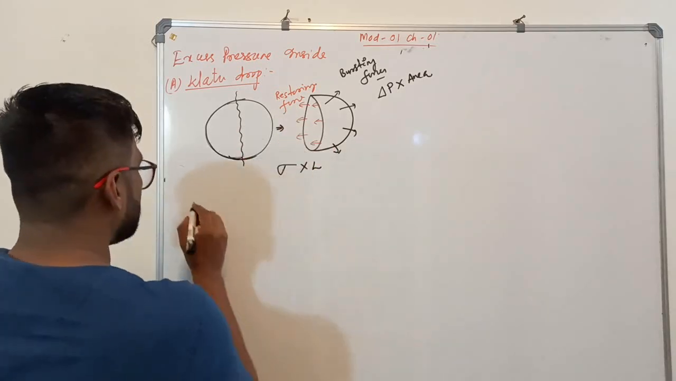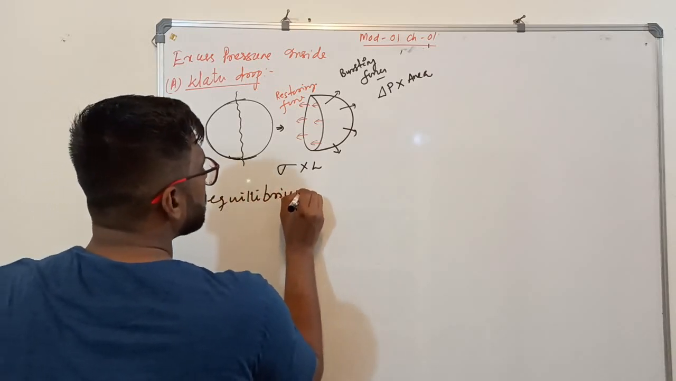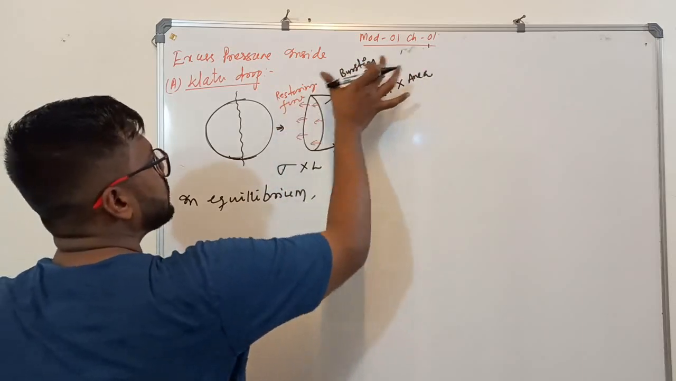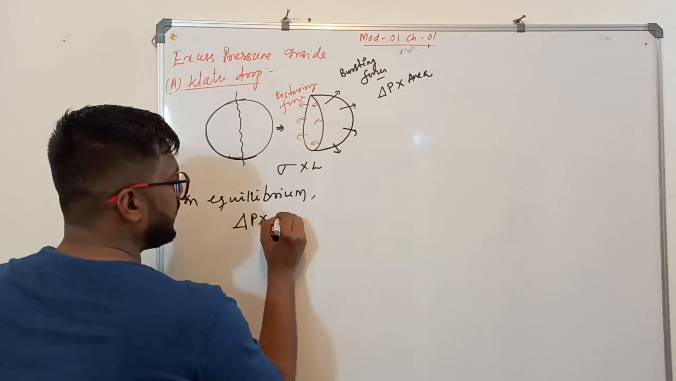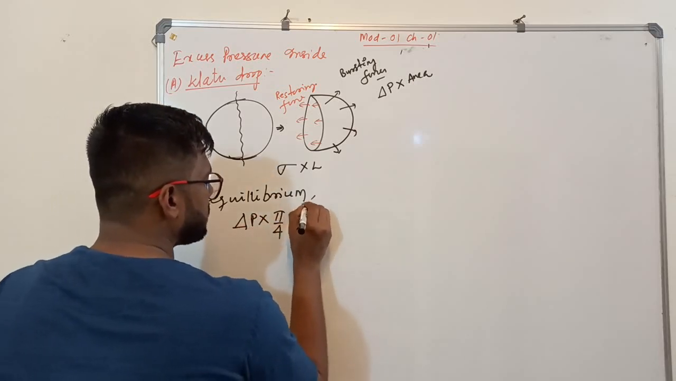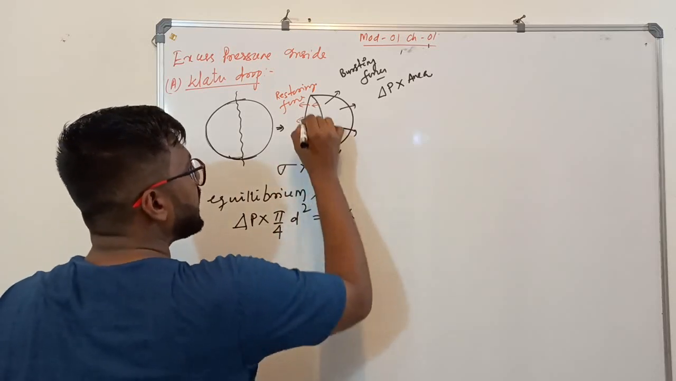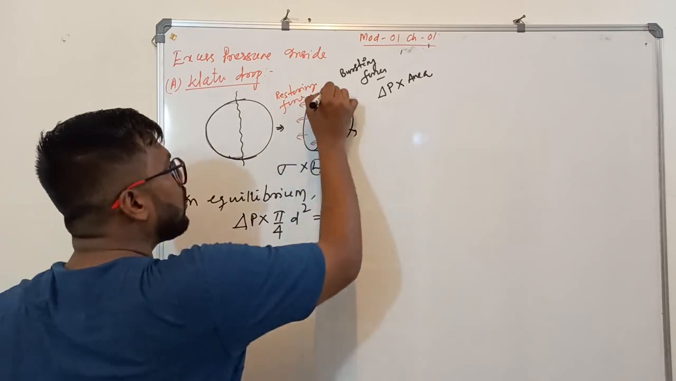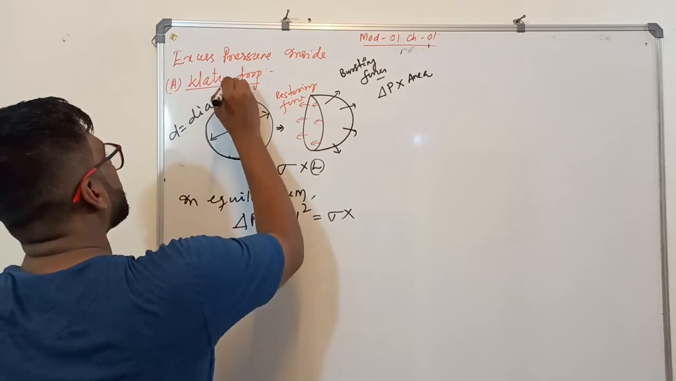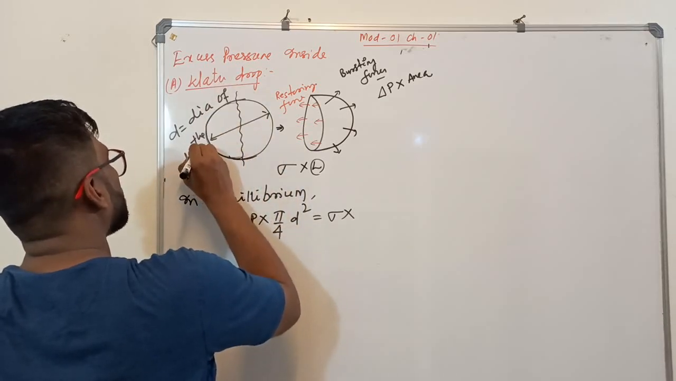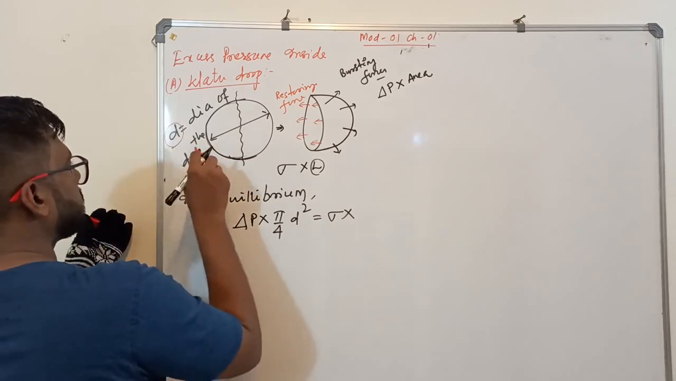But in equilibrium, your bursting force and restoring force are the same. So that means delta P into the area. What is the area? Sir, pi by 4 d square is the area. Is equal to what? Sigma into L. L is acting on the circumference. Let us say d is the diameter of the drop, and R is the radius.